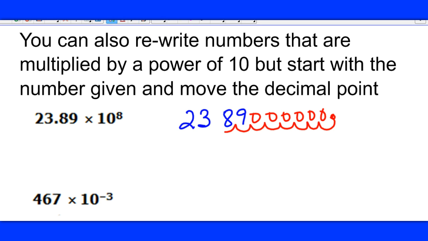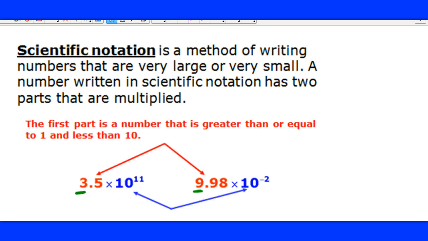If I'm dividing by 10, again, 4, 6, 7. If you do not see a decimal point, it's here at the end. So I'm going to divide by 10 3 times. So that's 1, 2, 3, and you get 0.467 for your answer.